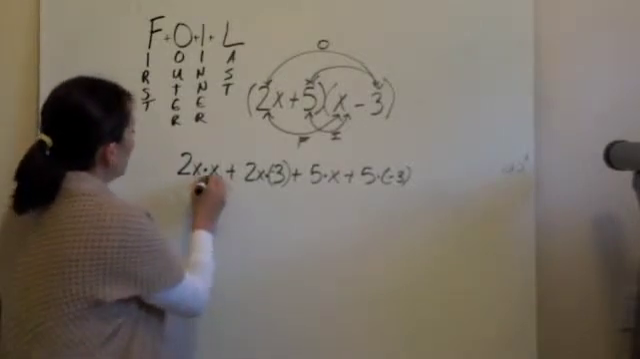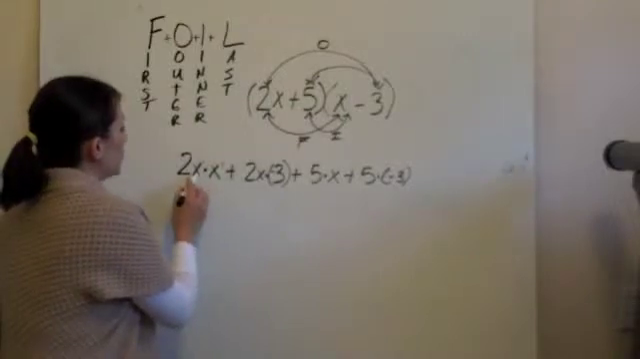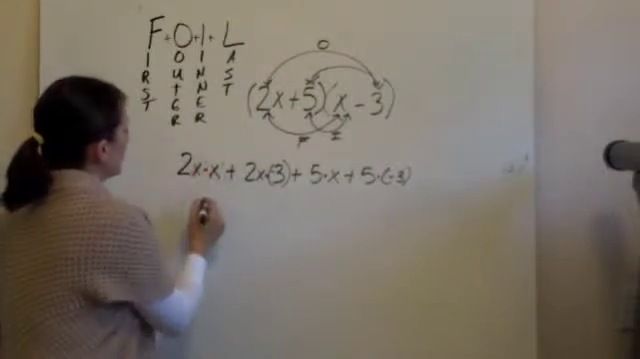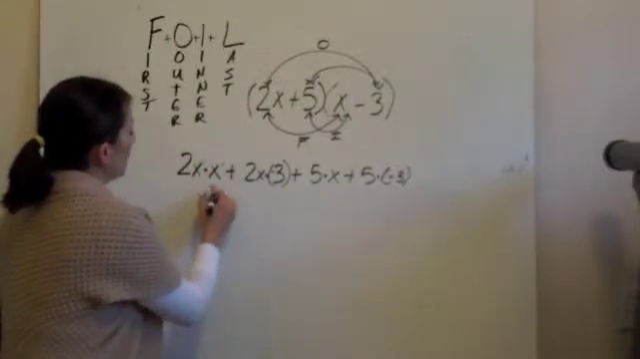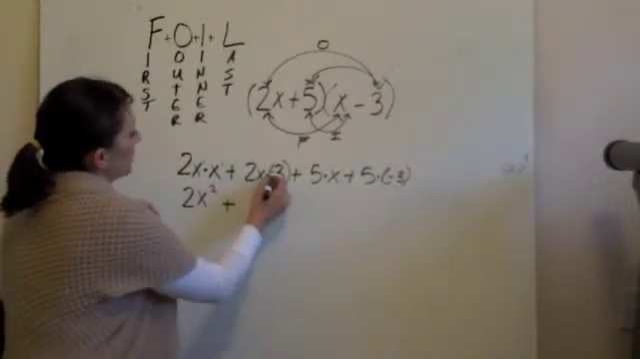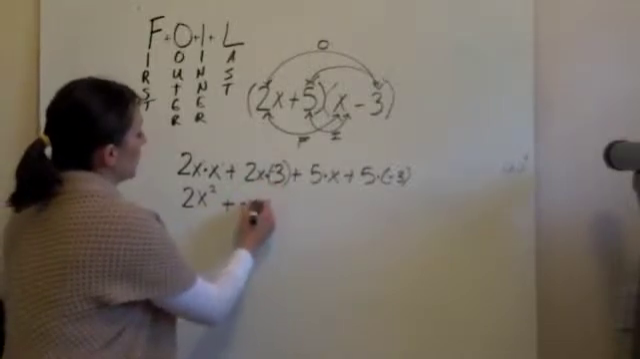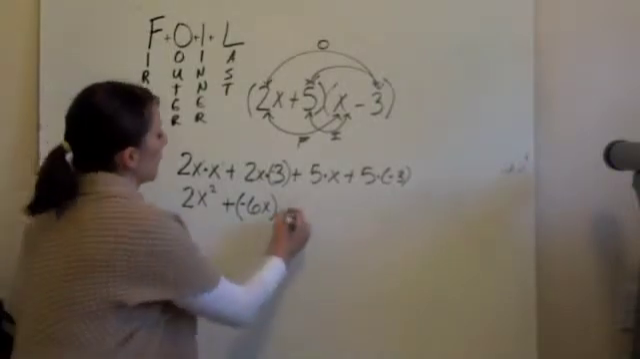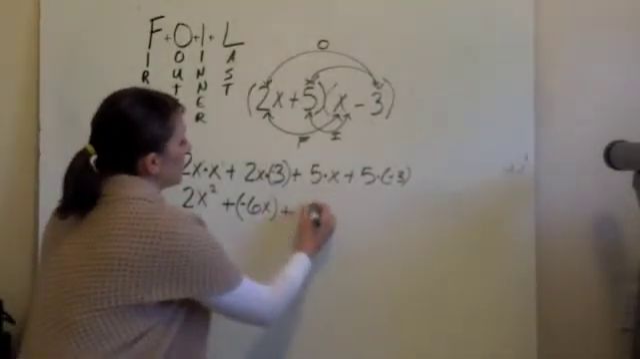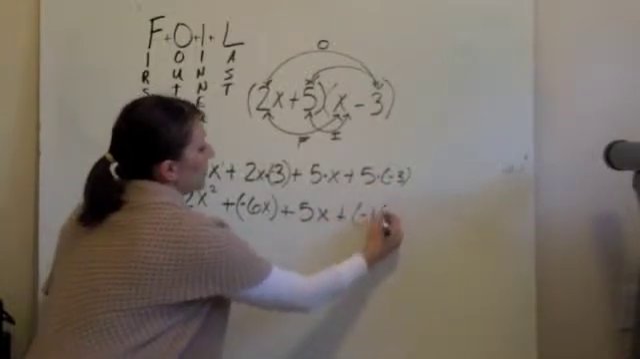So 2x times x, remember when we multiply two variables like this with exponents, we just write the variable and we add the exponents together, so that gives us 2x squared plus 2x times negative 3. Here we're going to multiply this constant and this coefficient, so we get negative 6x. Make sure we put it in parentheses. And we get plus 5 times x, that's just 5x, plus 5 times negative 3, which gives us negative 15.